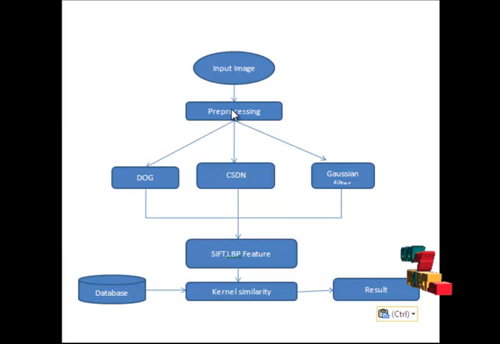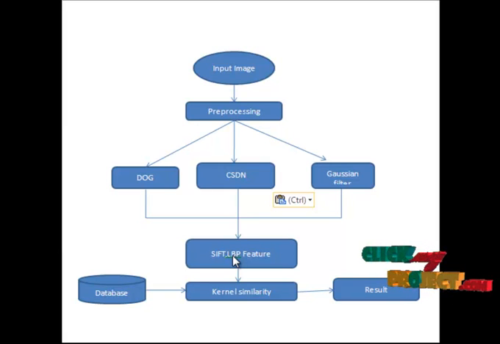After removing the noise, it will go to the three probe identification techniques. Initially we are identifying the difference of Gaussian, and CSDN and Gaussian filter techniques are applied. After identifying these images, it will go to the SIFT and the LBP feature extraction methods.